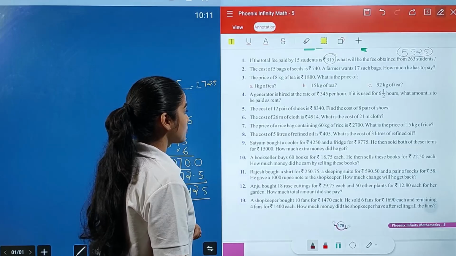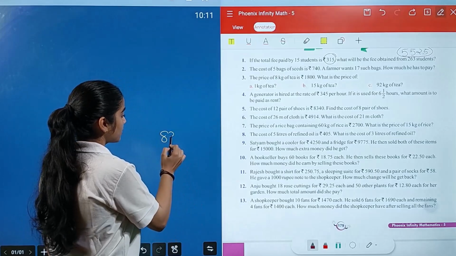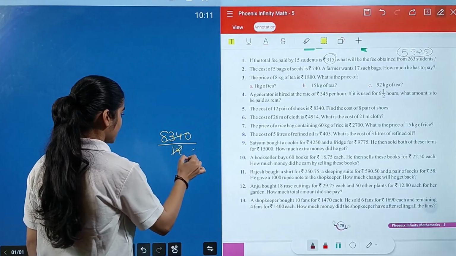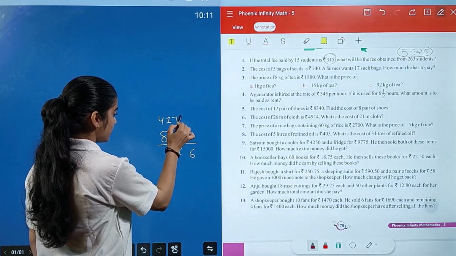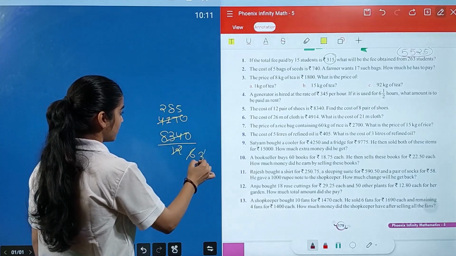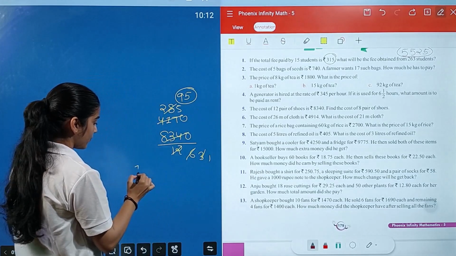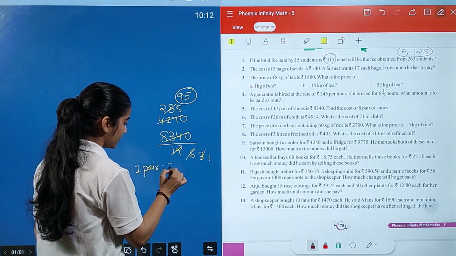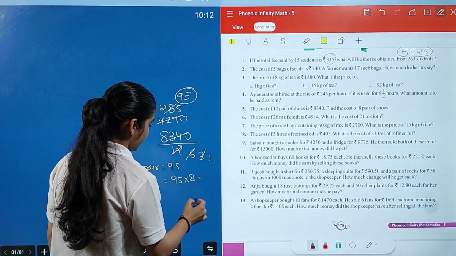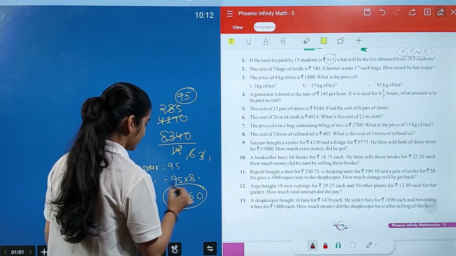Now the cost of 12 pairs of shoes is 8,340. Find the cost of 8 such pairs. So 8,340 divided by 12. That gives 695 for one such pair. If one pair is equal to 695, then for 8 pairs, 695 multiplied by 8. This is the cost for 8 pairs.